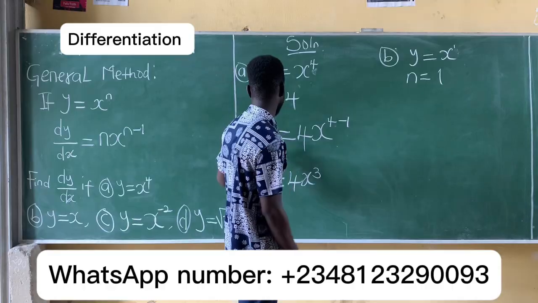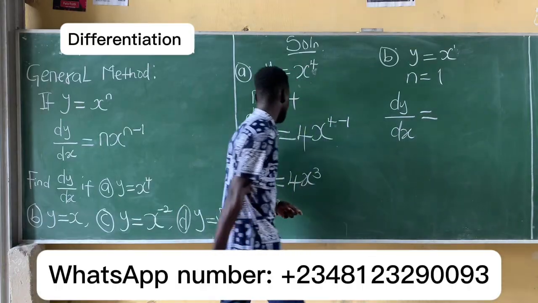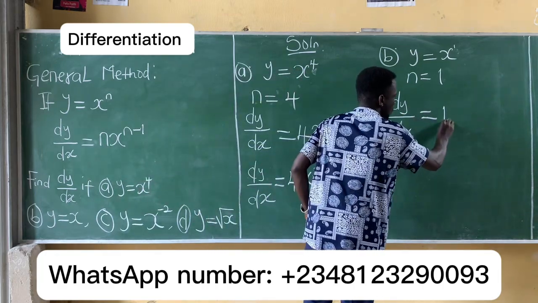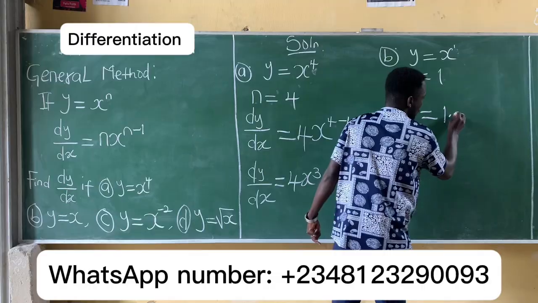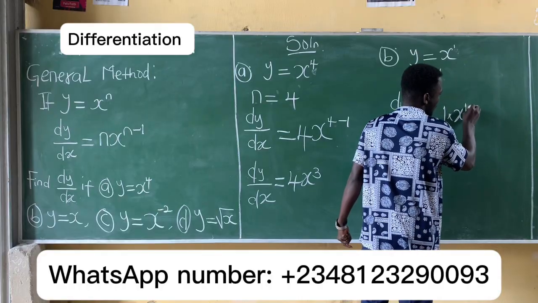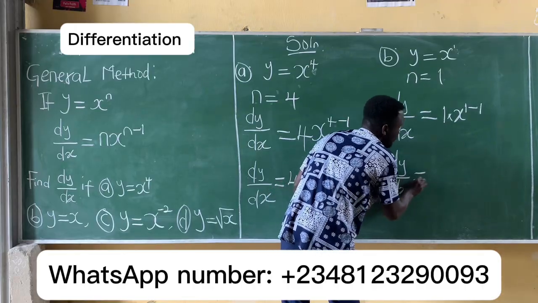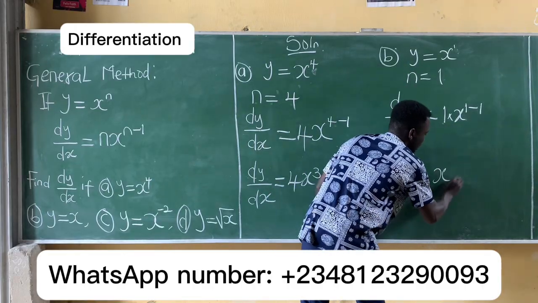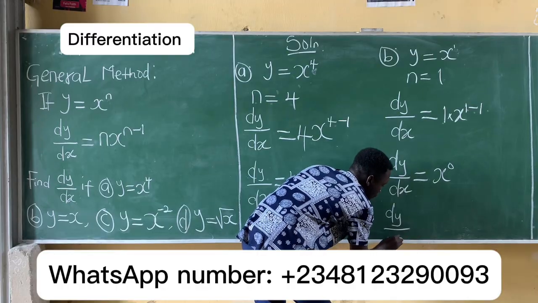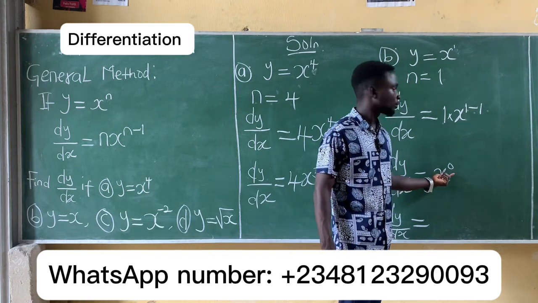So if n is 1, our dy/dx here will be equal to 1, because n is 1, multiplied by x. So 1 times x, then n minus 1, n is 1, so it becomes 1 minus 1. This will now give us dy/dx equal to 1 times x, which gives us x. 1 minus 1 will give us 0. So this will give us dy/dx equal to x raised to the power 0, which gives us 1.